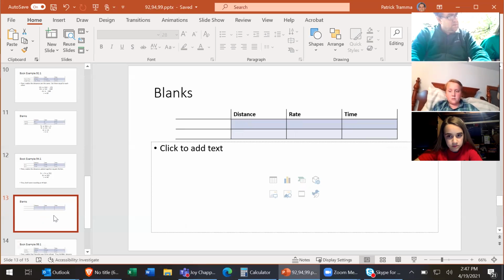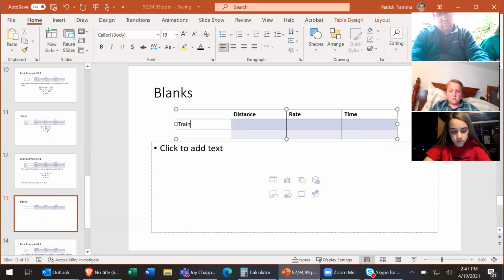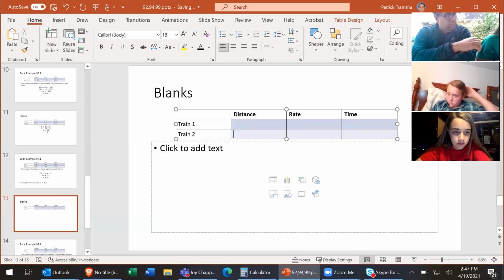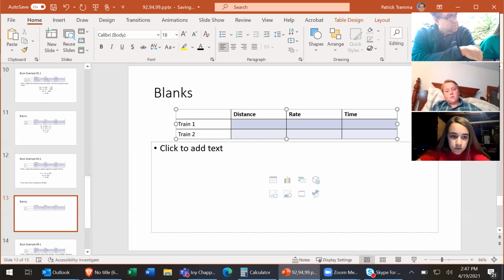A train starts from Toledo at 11 a.m. and heads to Mackinac, 332 kilometers away. At the same time, a train leaves from Mackinac and heads for Toledo at 35 kilometers per hour. If the trains meet at 1 p.m., what is the rate of the first train?